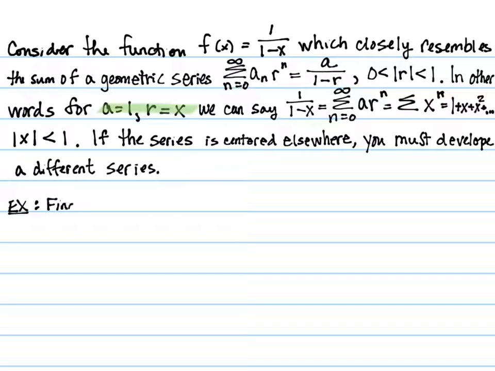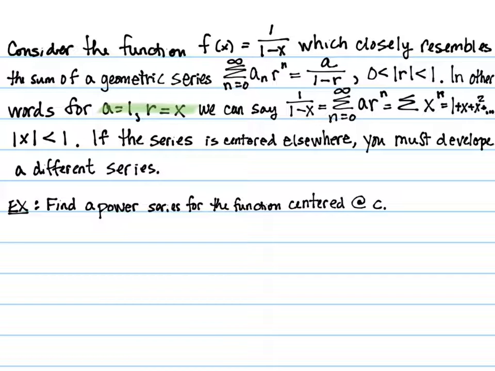So we're going to find a power series for the function centered at C. And our first one that we're going to take a look at is the function 2 over 6 minus x. And we're going to center it at C equal to negative 2.